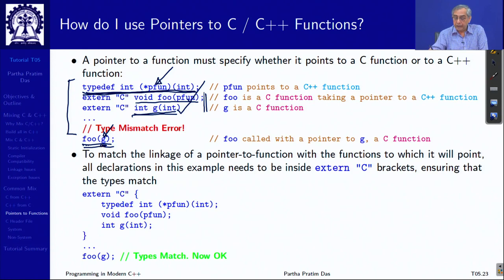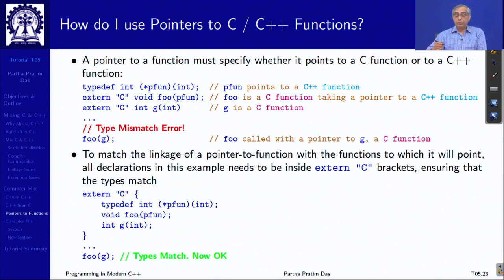So, the simple thing is to take care of this. All that you need is to put everything in the extern "C", so that now the typedef knows that this function pointer is an unmangled name, and this is an unmangled function name. So, this will work perfectly fine now.